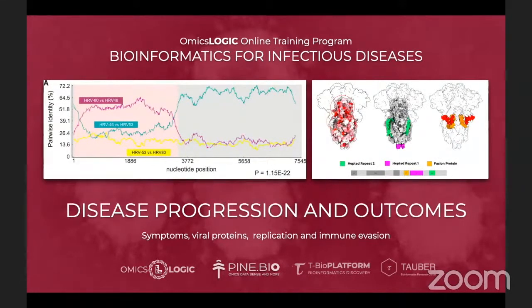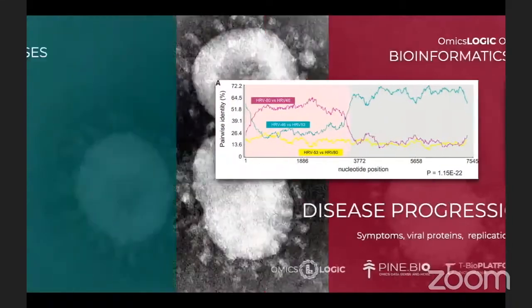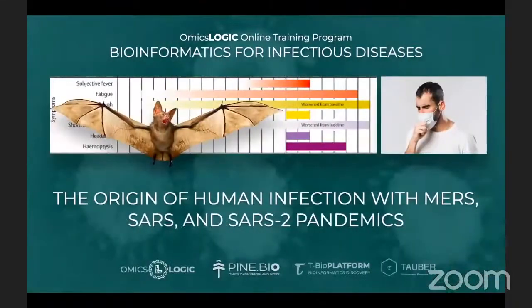Here we will be talking about disease progression and the outcomes of that, how the virus is replicating, what the process of immune evasion is, and how we can see that through the data. This is followed by a hands-on session again on 8th June, where we will be working on the origin of human infection, taking examples.